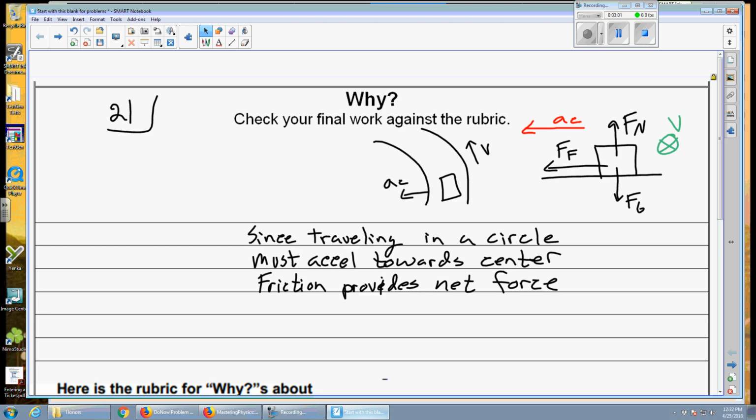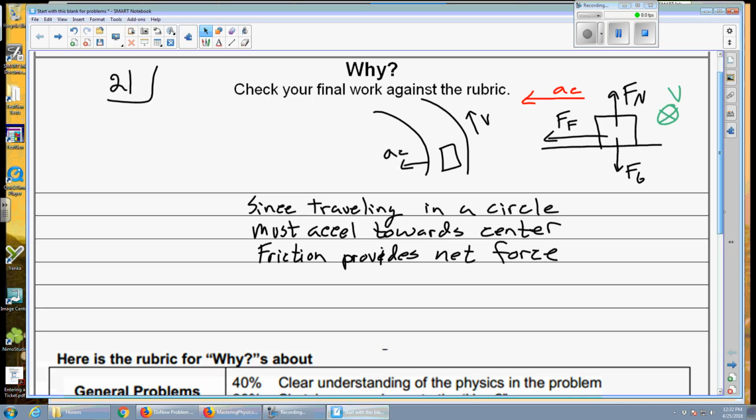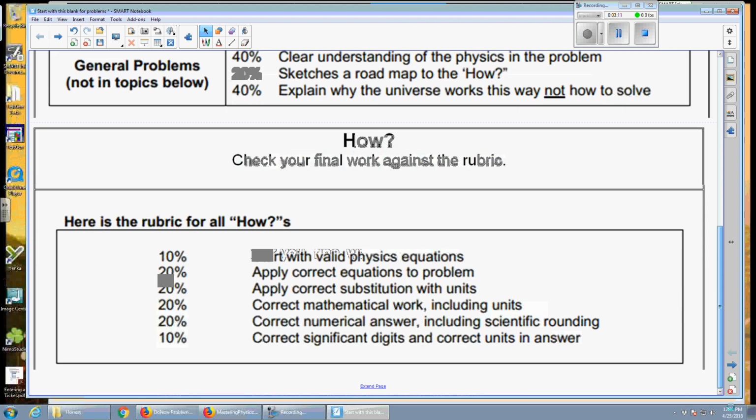All right. Now, it's always good to tell, what do they want to know? What force exerted by the static friction? Okay. So, I'm going to come down here.